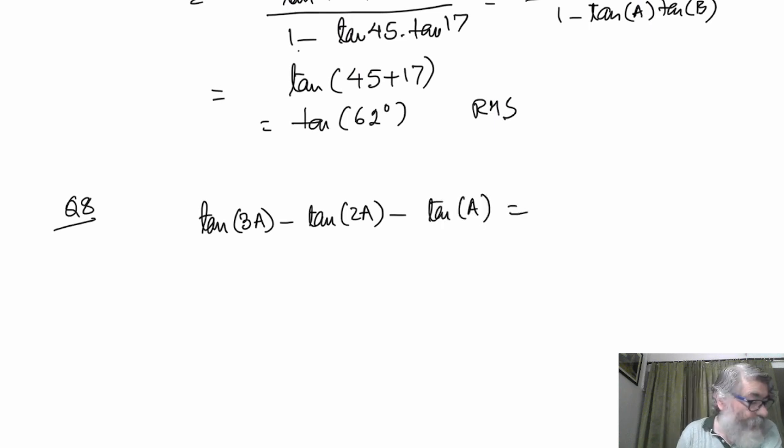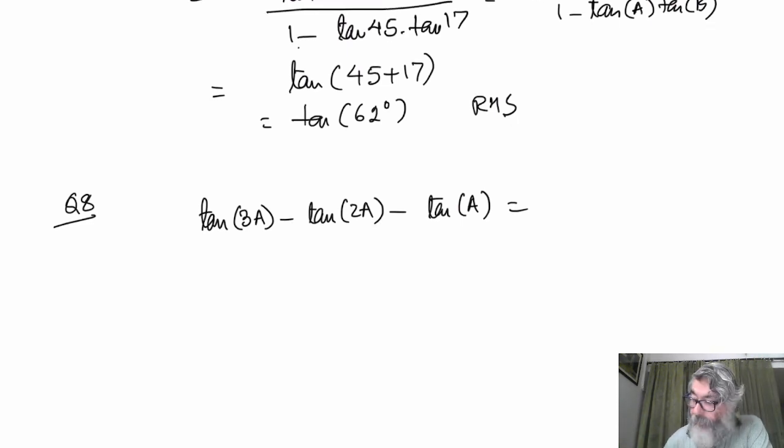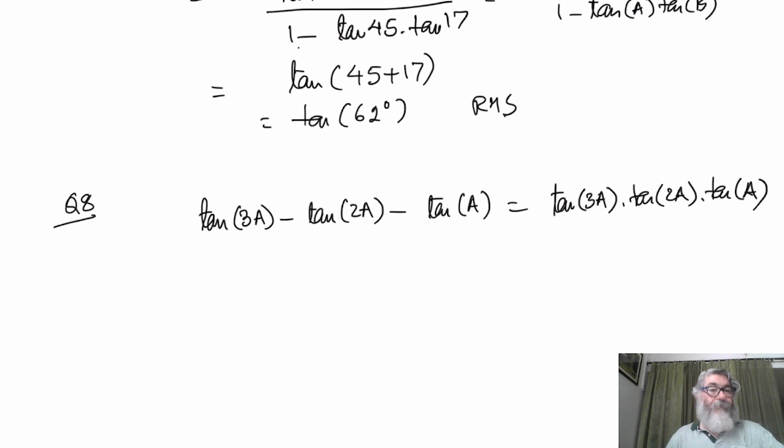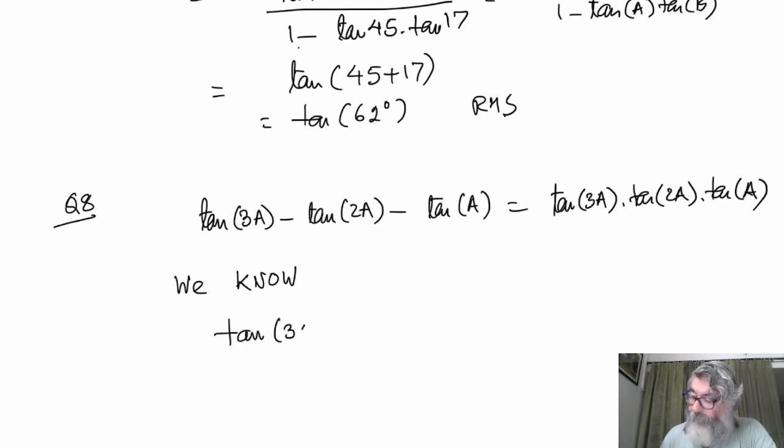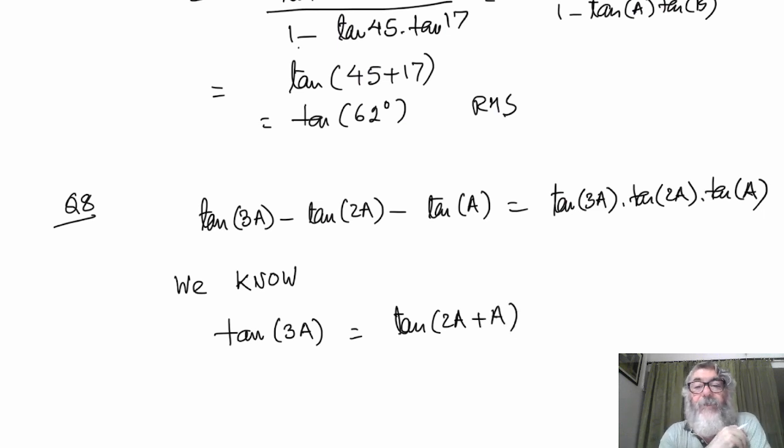We have to prove it as equal to tan 3A tan 2A tan A. This is what we have to prove. Okay, let's see what we have to do. We know tan 3A, I can write as tan of 2A plus A. tan 3A can be written as tan of 2A plus A.